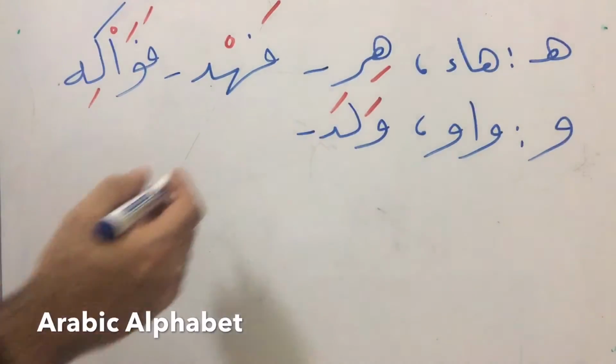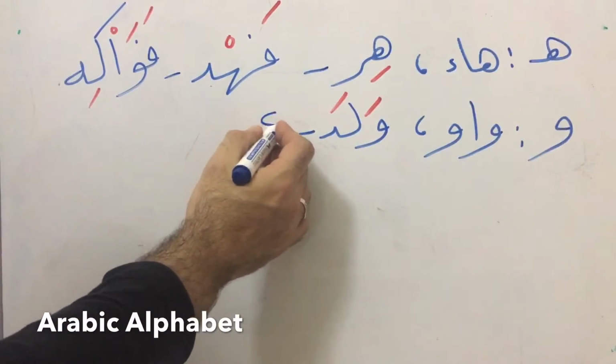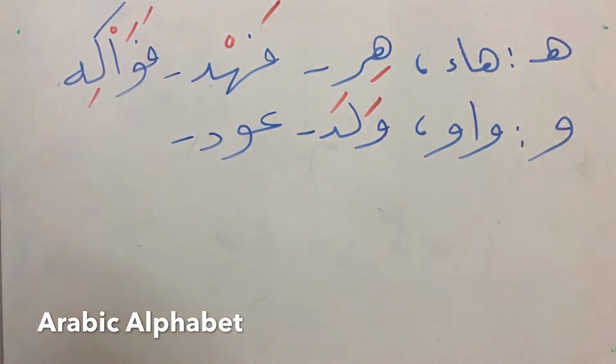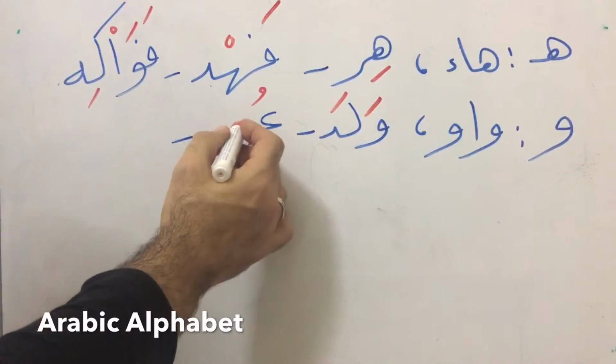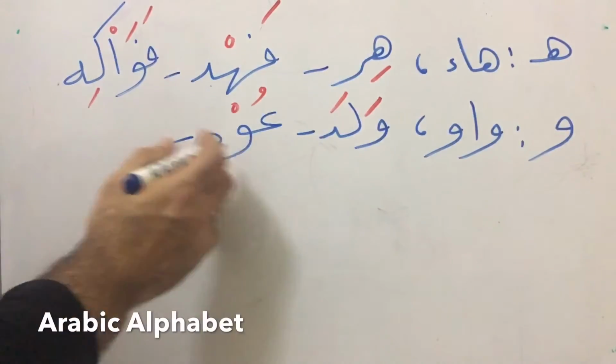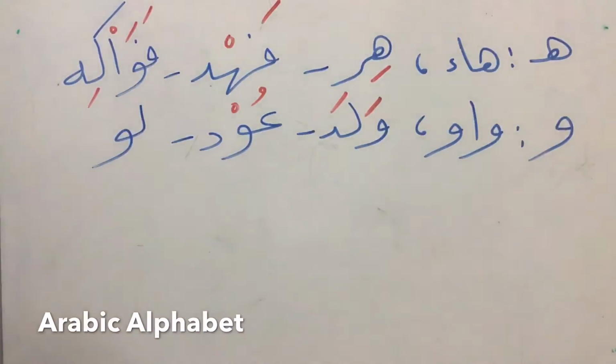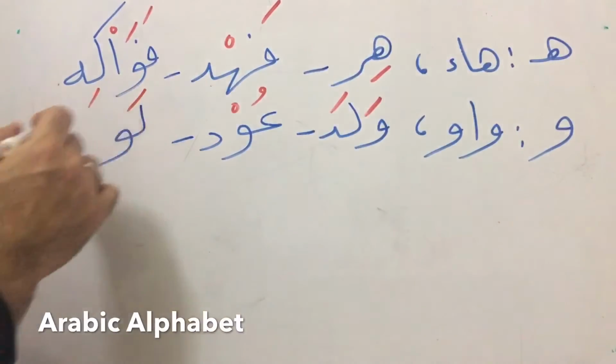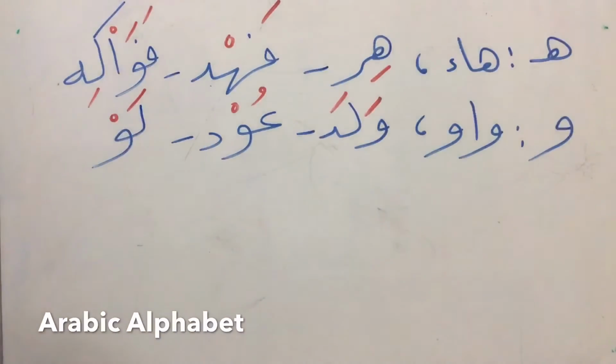At the middle, we have like عود. عو عين ضمة دال سكون. عود is oud, a musical instrument. This is at the middle. لو at the end. لو means if.